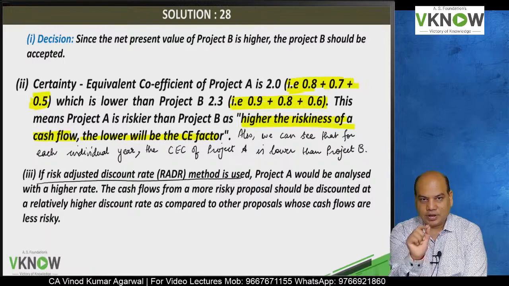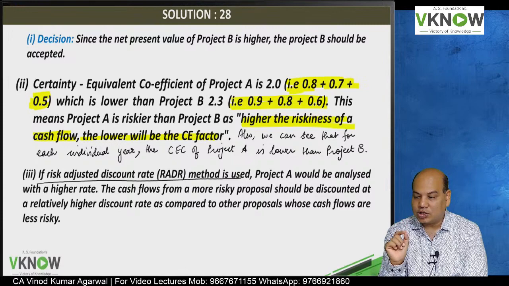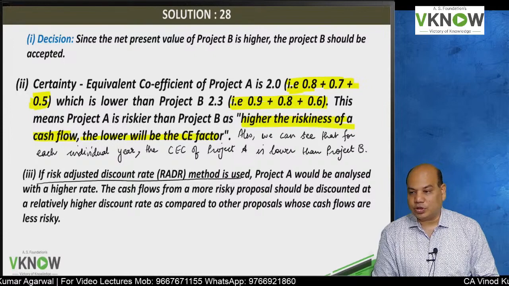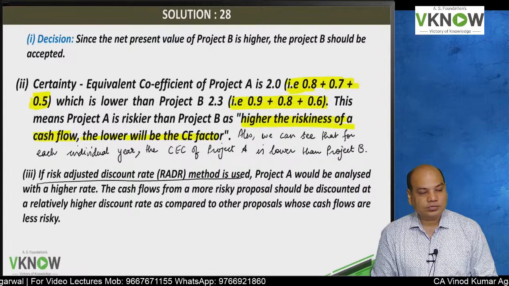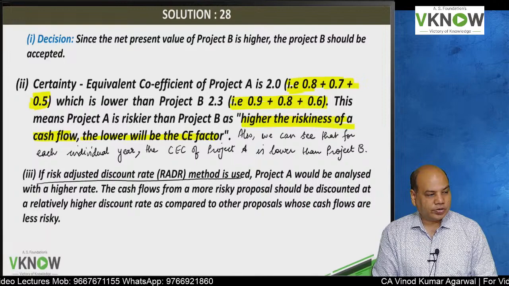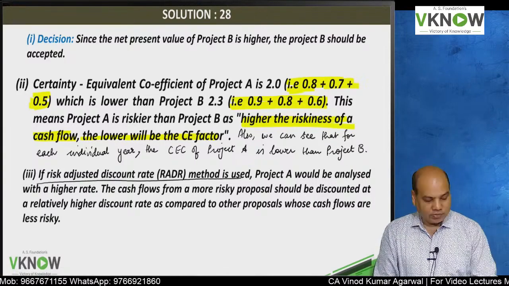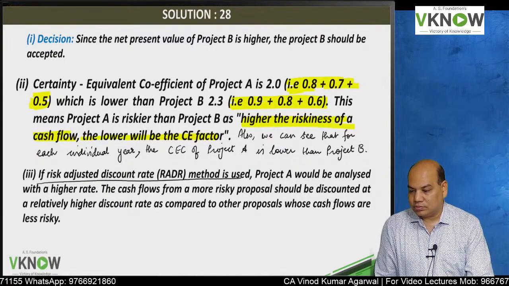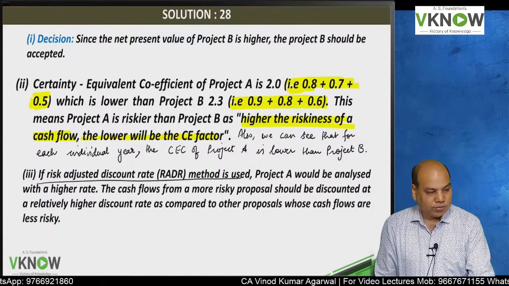Why? I have written the reason also. You can write that if you want. The reason is the cash flow from a more risky proposal should be discounted at a relatively higher discount rate as compared to other proposals whose cash flows are less risky.